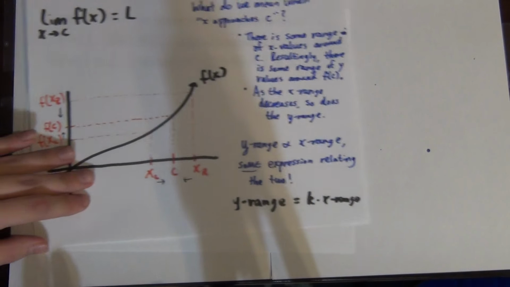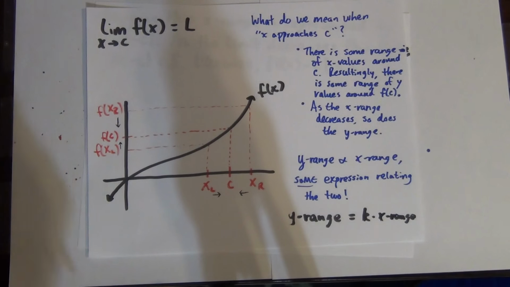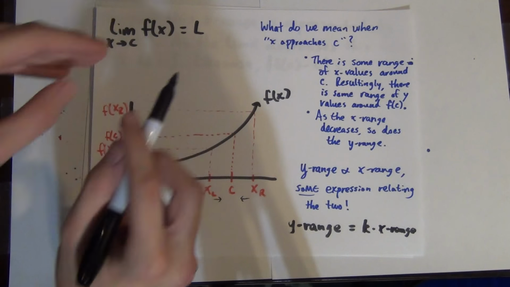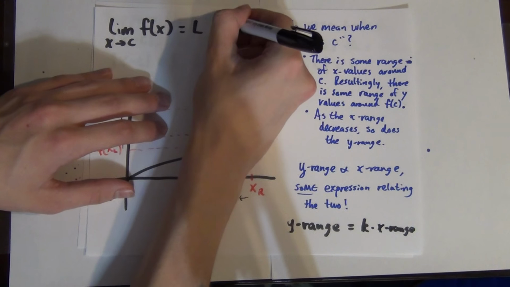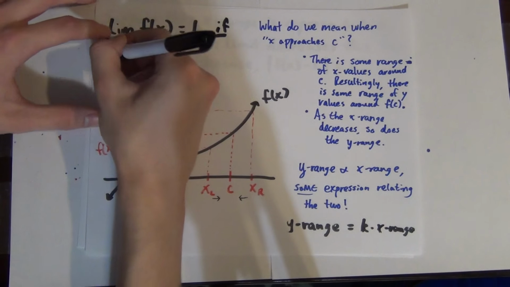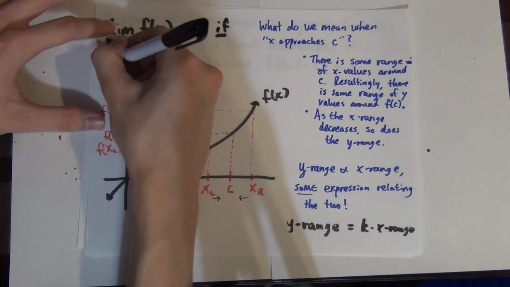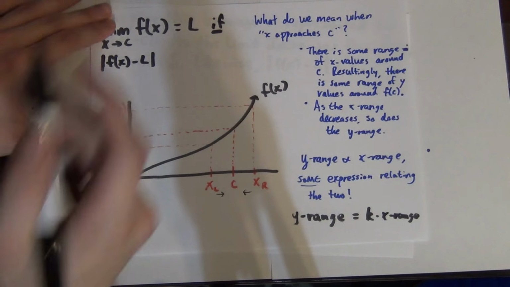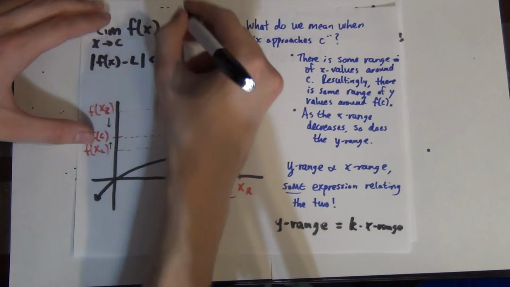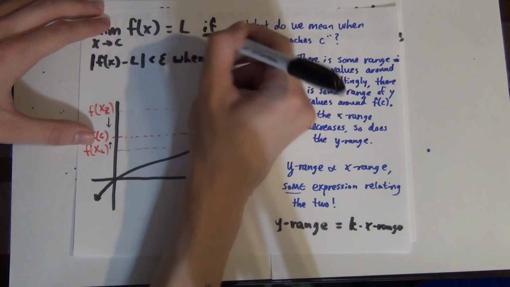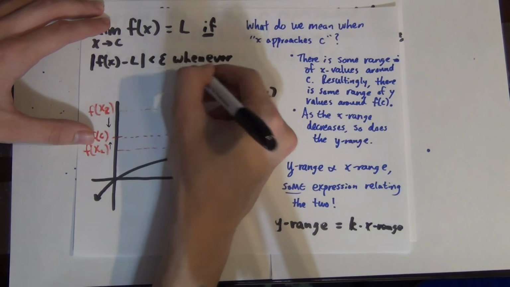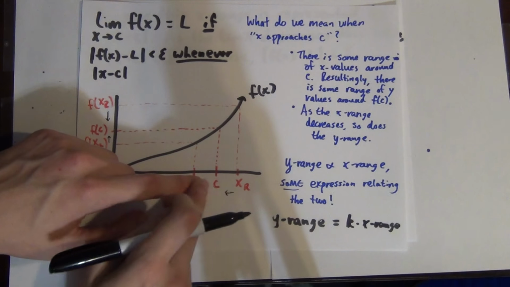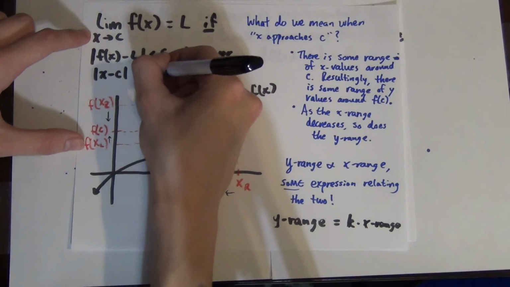So therefore, I'm going to make the following formal definition of a limit. I'm going to start out the same way. The limit as x approaches c of this function is still equal to L if the following holds: if the distance between my function value and the limit is within epsilon, whenever the distance between my x value and c is within delta.